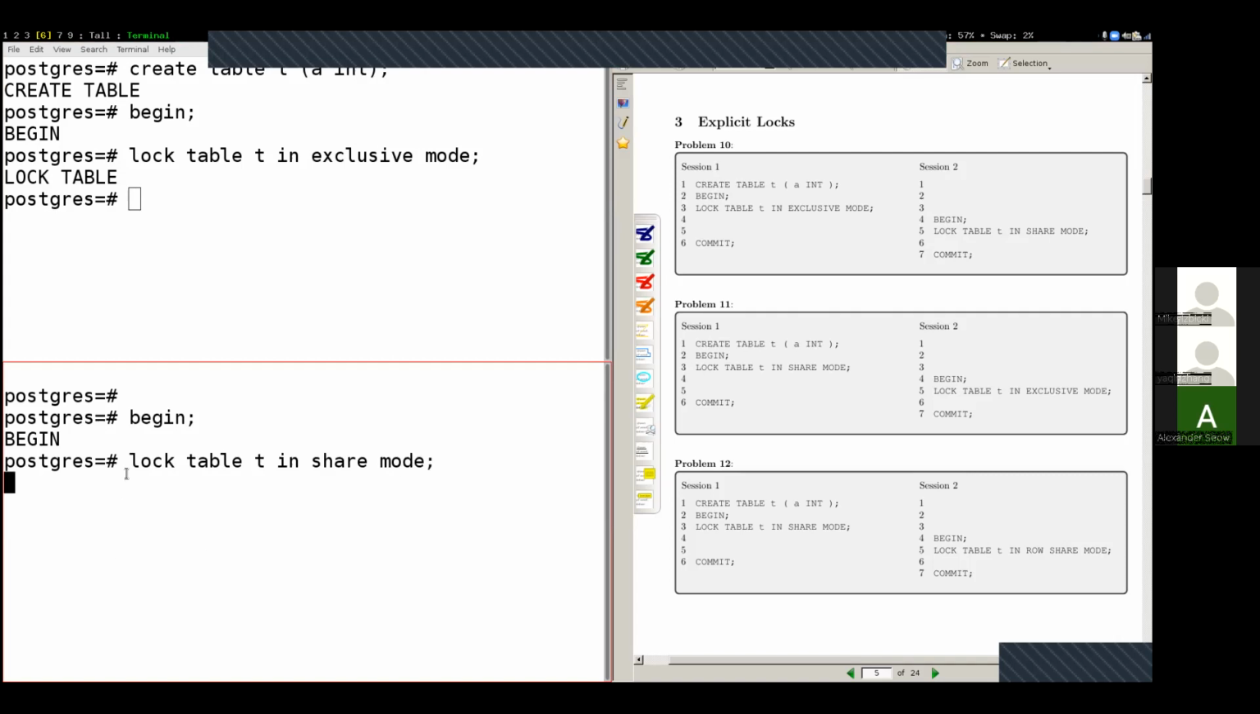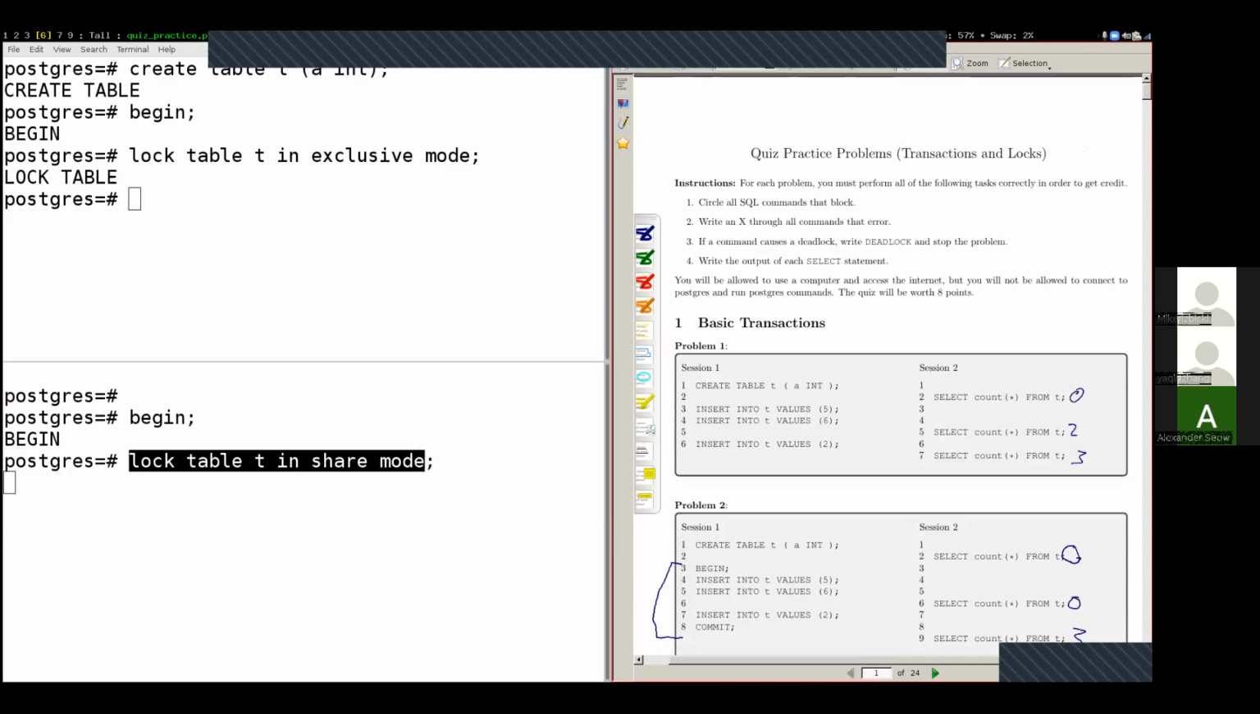And what we're going to see is that this command right here does not give control back to psql. This is what's called a blocking operation. When your command runs like this and doesn't immediately give control back to psql, we say that command has blocked. And so the instructions for this quiz are that you should circle that SQL command.